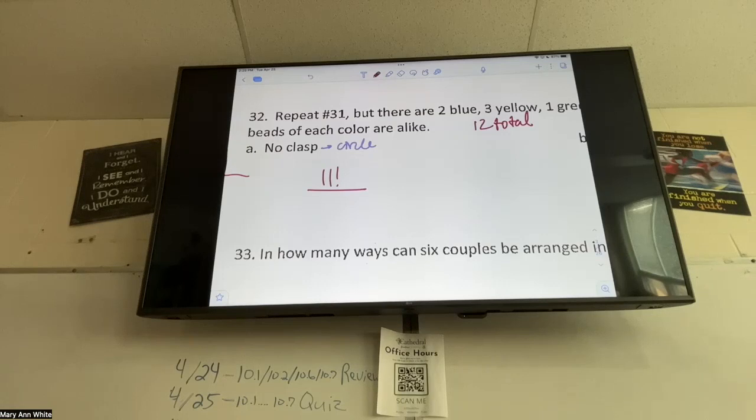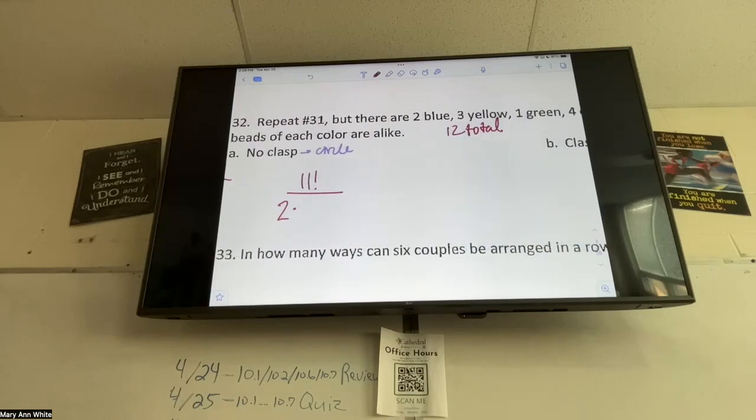What do we do to note that there's a reflection? What am I going to divide by for the reflection, if I'm just flipping it? 2. Good. Now the repetitions, or repeats. So where are the repeats? What am I going to have to divide off to take care of the repeats? 3 factorial, 4 factorial, and 2 factorial.